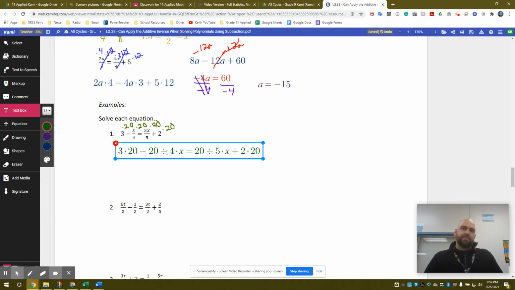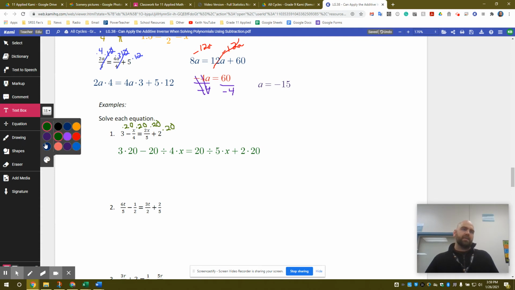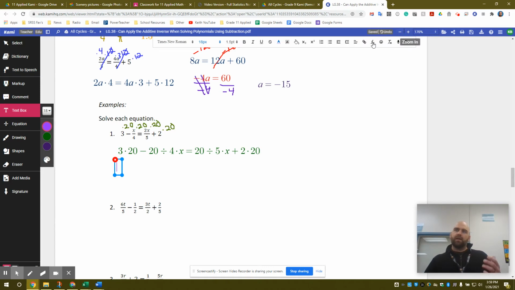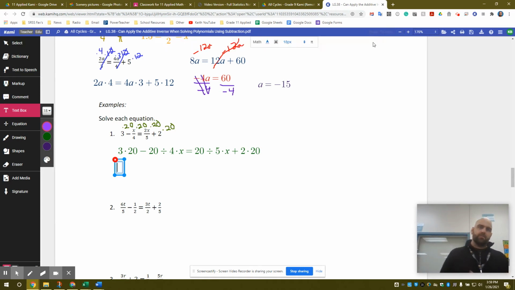When we do that, this is going to be 5, and this is going to be 4. It just so happens it works out really nice that way. And so then in our next row, we have the 3 times 20, which is 60. Then we have 20 divided by 4, which is 5, so we're going to have 5x. And then we have 20 divided by 5, which is 4, so we're going to have 4x. And then we have 2 times 20, which is 40.